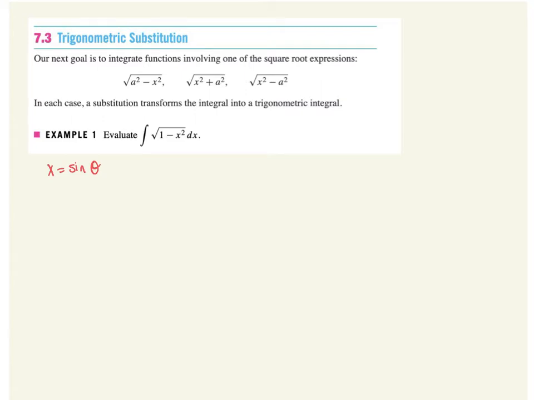So the book kind of cuts a little corners in terms of the notation, but if I'm naming x equal to sine theta, then the square root of 1 minus x squared is first of all equal to the square root of 1 minus sine squared theta, which is also equal to the square root of cosine squared theta, which is ultimately equal to cosine theta, okay?